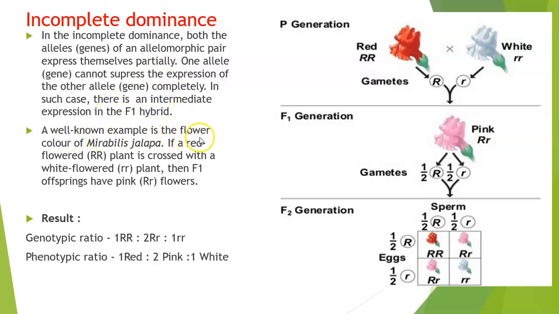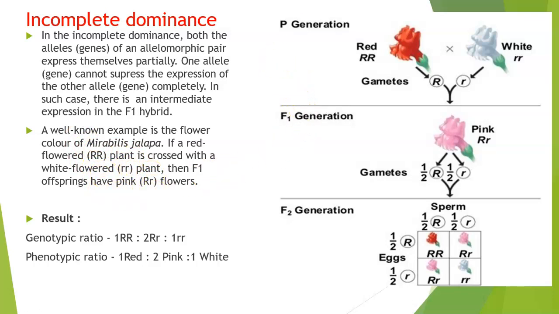A well-known example is the flower color of Mirabilis. If a red flower, that is a capital RR plant, is crossed with a white flower, that is a small rr plant, then the F1 offspring has a pink flower instead of a red flower. Though the genotype comes to be capital R and small r, the phenotype is different.